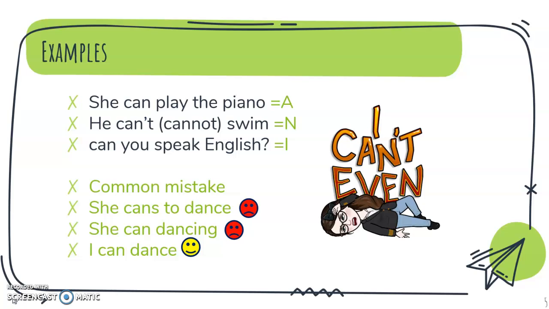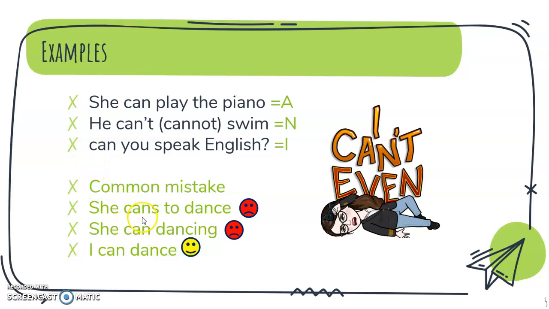Let's check some examples. In an affirmative sentence, we are going to have: She can play the piano. In negative: He can't swim. We can use cannot in a formal way. In the question, we are going to have: Can you speak English?